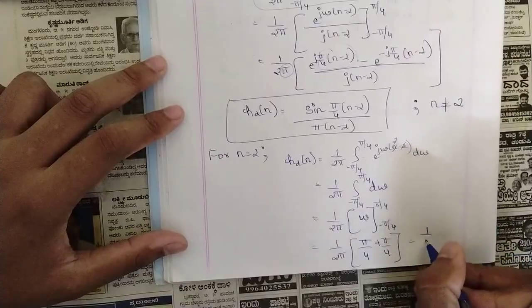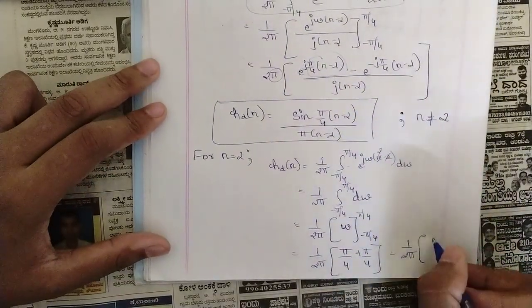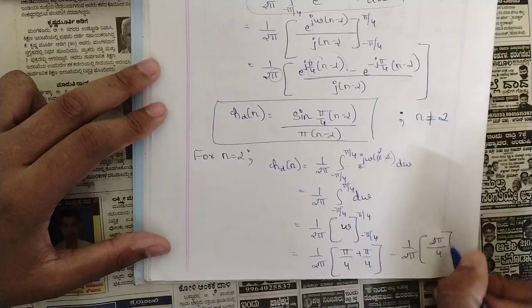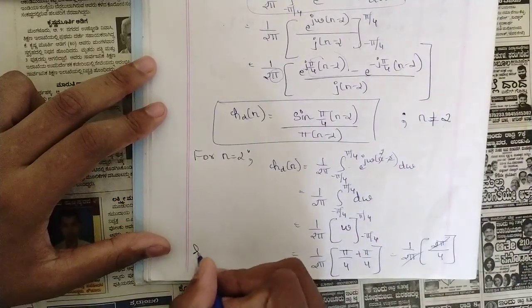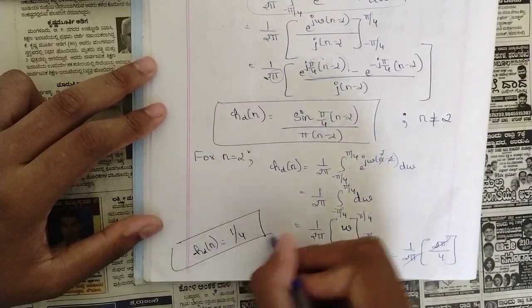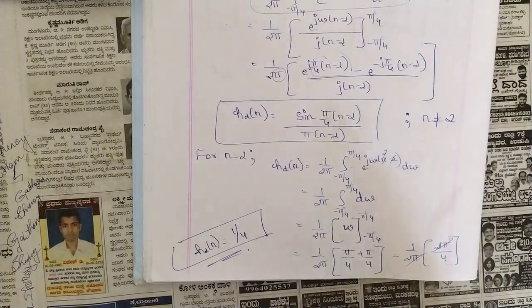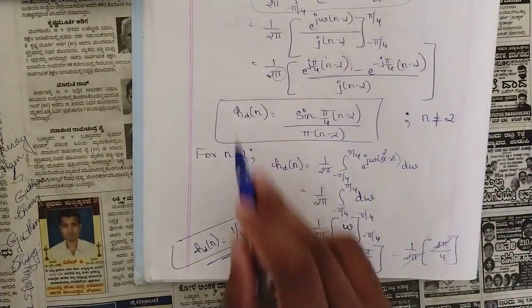So it is 1 by 2 pi. Denominators are same, so add the numerators. Pi plus pi is 2 pi by 4. So 2 pi gets cancelled. Our value of hd of n is equal to 1 by 4. Okay, so this is the value of h. These two are the values of hd of n in this case, one for n not equal to 2 and one for n equal to 2.